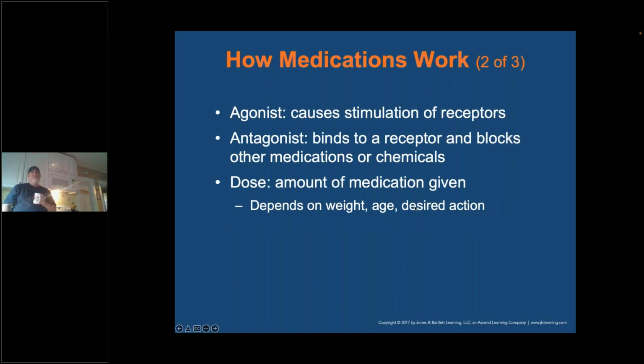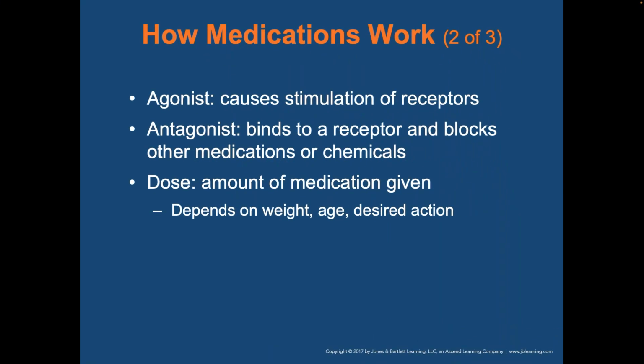So let's talk about how the medications work with an agonist. An agonist causes stimulation of a receptor. So a medication that causes stimulation. An antagonist is a medication that binds to a receptor or blocks another medication or chemical from attaching. All right. So a medication that we can use that would be an antagonist would be naloxone, Narcan.